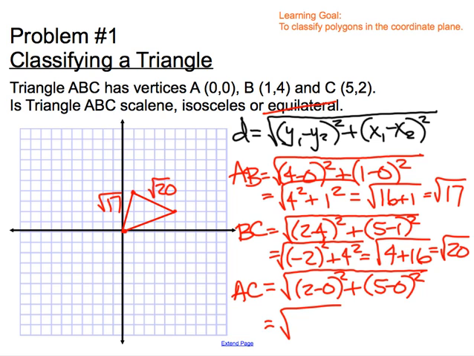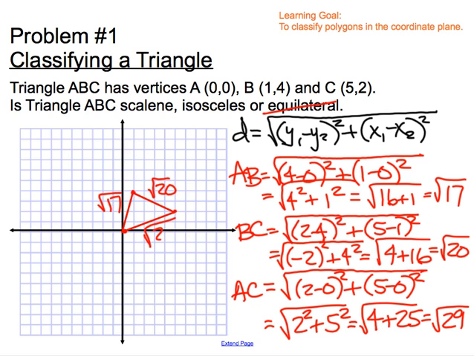So here we have the square root of 2 squared plus 5 squared. 2 squared is 4, so we have 4 plus 5 squared, which is 25. We have the square root of that. So this is the square root of 29. Here we have a triangle where all three sides are different. So this triangle is best classified as scalene.